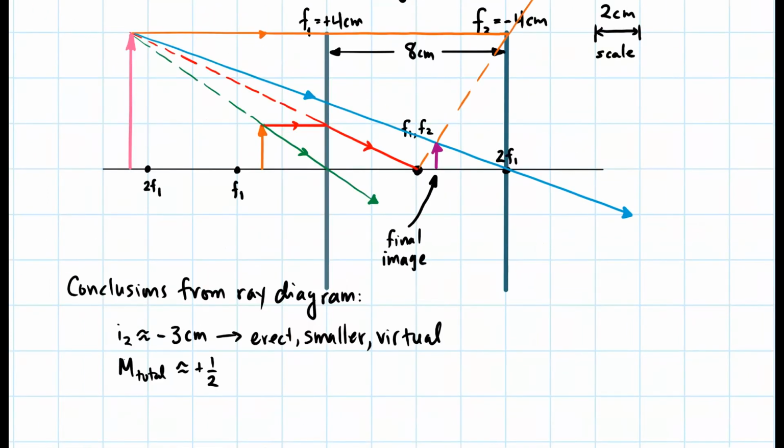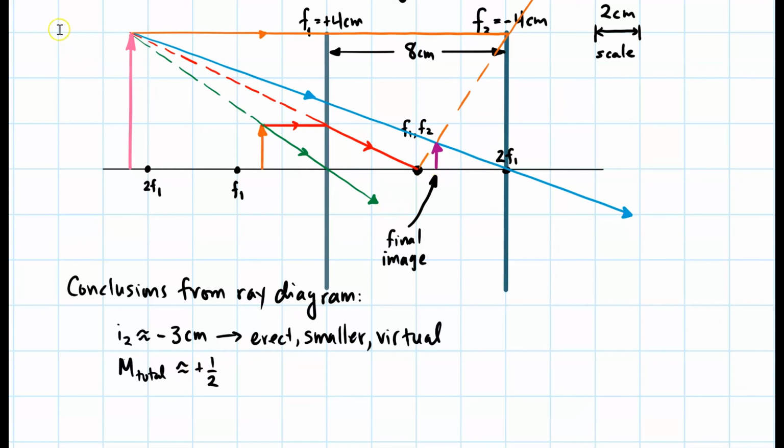Conclusions from the ray diagram. This location right here is the final image location, and using the scaling of 2 centimeters per square, that gives me 2 plus 1 roughly. I'm going to have a negative 3 centimeter. Since this is on the left side of the lens, the image is virtual, and we could see that it's erect and it's smaller. So if I compare the magnification for this image here, I compare that height to that height, and you could see that it's roughly about half. The fact that it's plus means that it's erect.